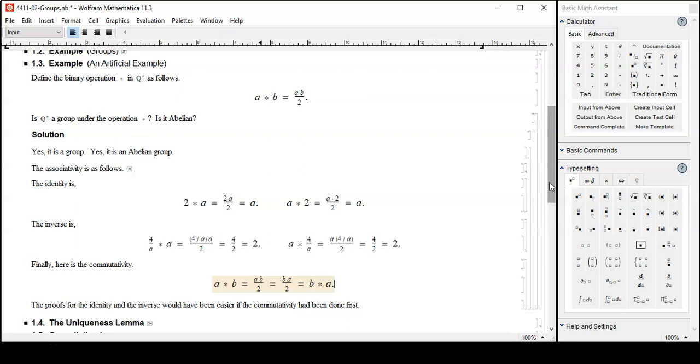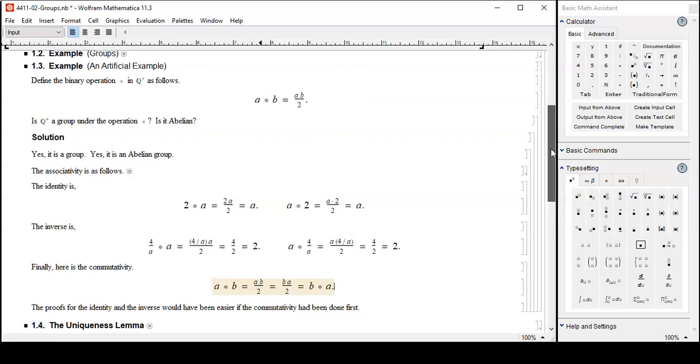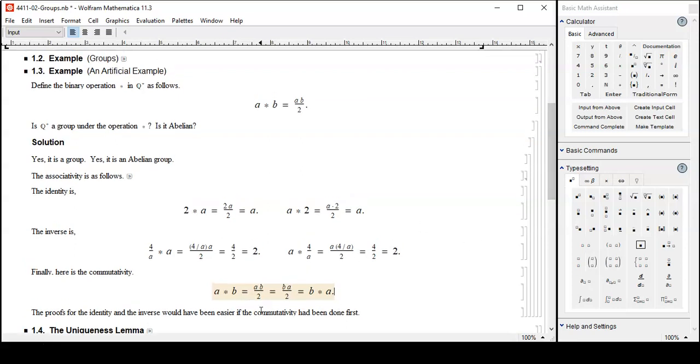By the way, you don't have to follow this order. If you prove the commutativity first, then it's easier to prove identity and inverse. You don't have to do this twice. Just do it once and forget about the other. You can do that if you establish the commutativity first.